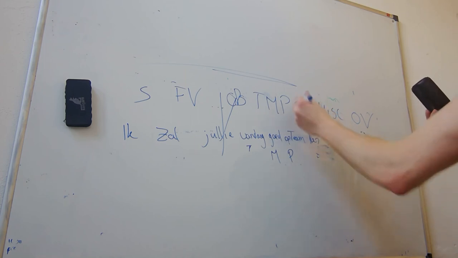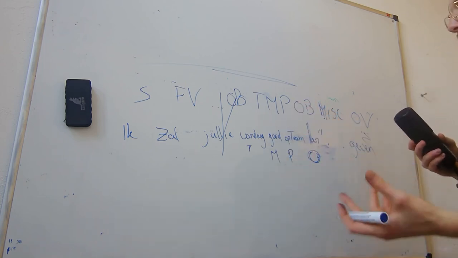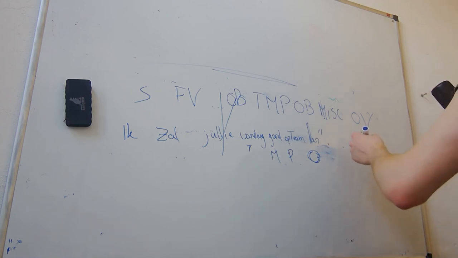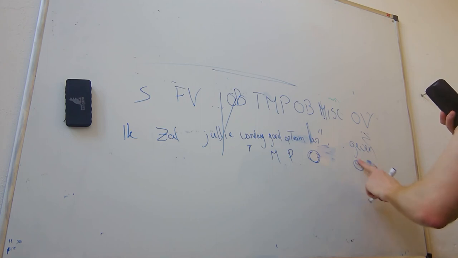Then you have the object, very important, the object. So the thing you are doing, if you have an object. Sometimes you don't have an object. And then you have all the other verbs. Other verbs, very important to put those at the end.